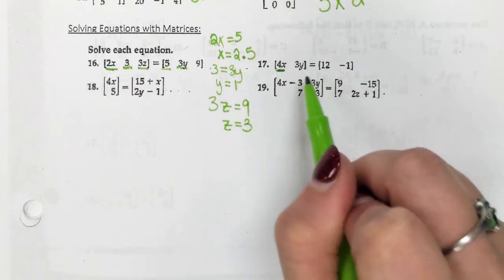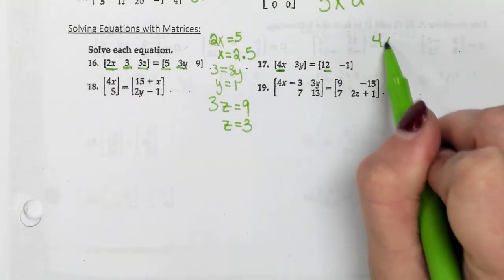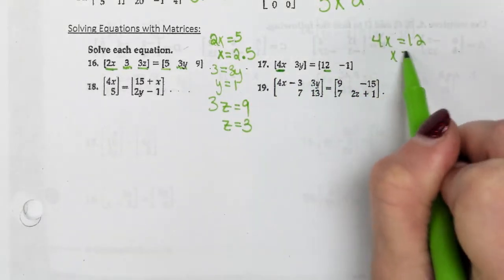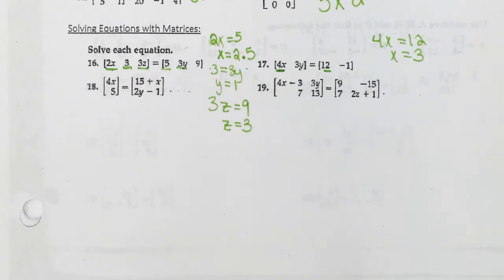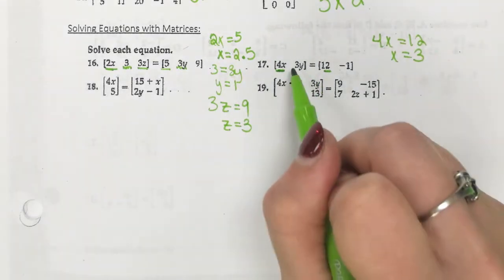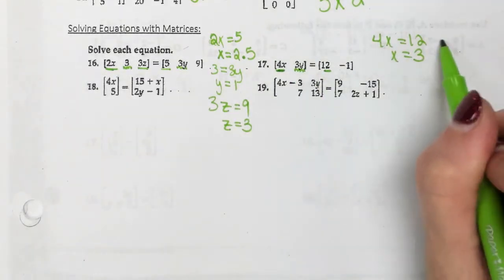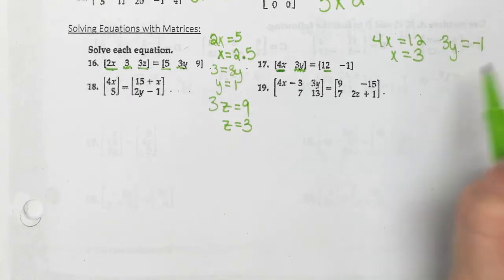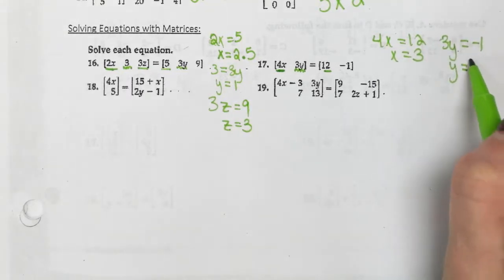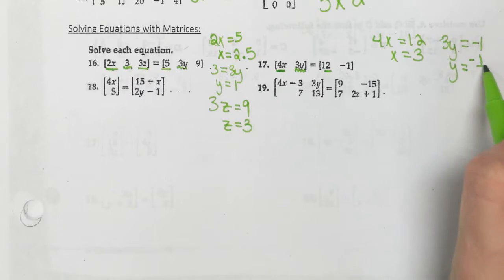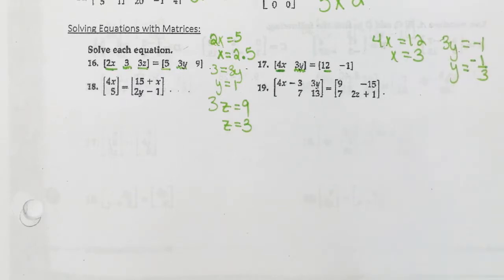4x is equal to 12. There you go. So x is equal to 3. And then what about 3y? Negative 1. Be careful. What's y equal to? Negative 1 over 3. Perfect.